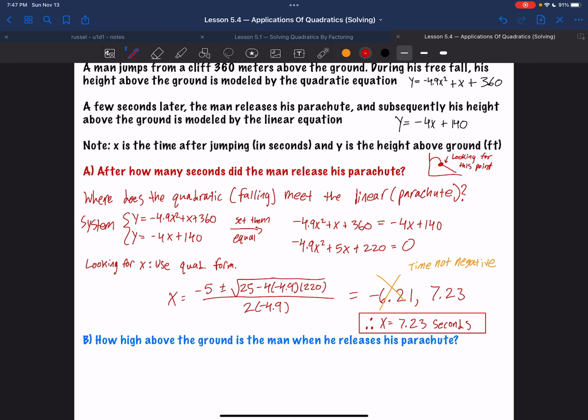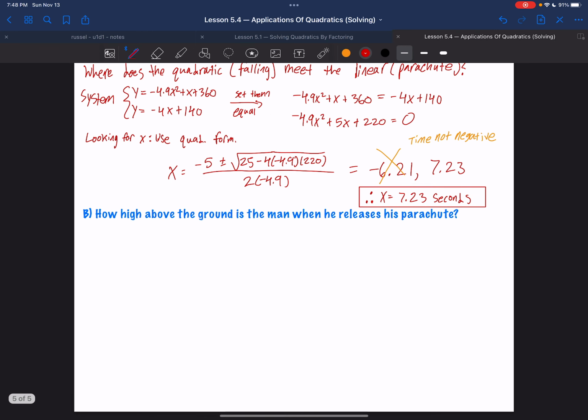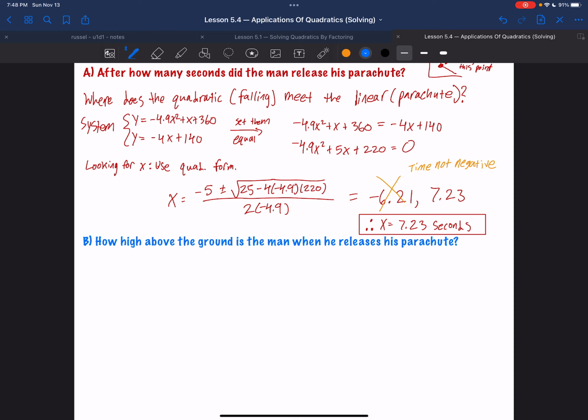Done. That's it. It's pretty simple, really. It's a system of a quadratic and linear. You set them equal to each other, put it in standard form, set equal to 0, and then use any methods we've been talking about, which include the quadratic formula, and solve. Then we ask ourselves, how high above the ground is the man when he releases his parachute? Well, you can use either equation, because it has the same y value for either equation.